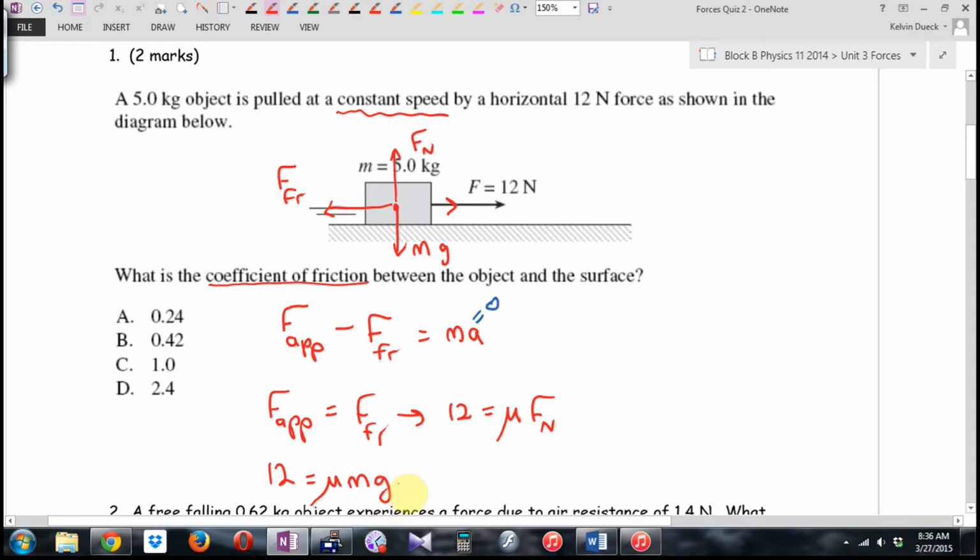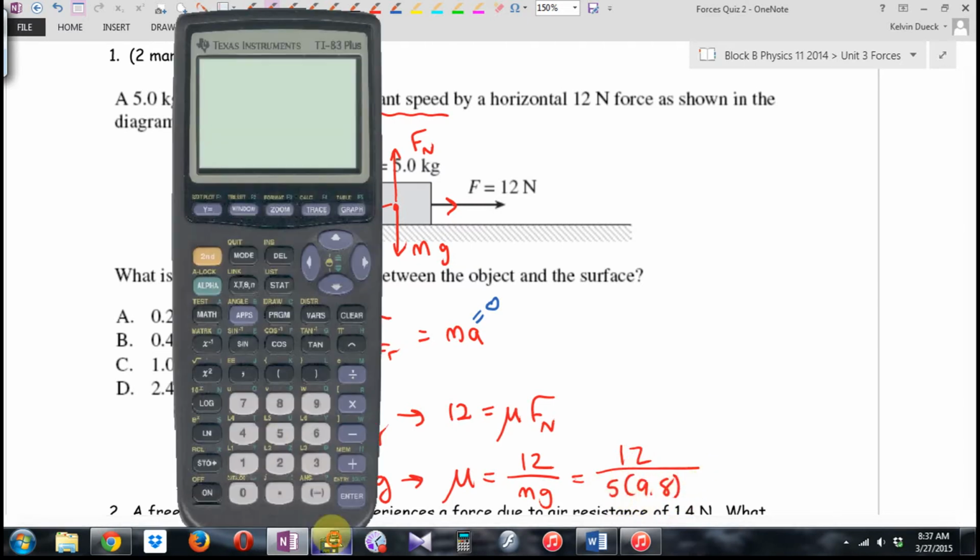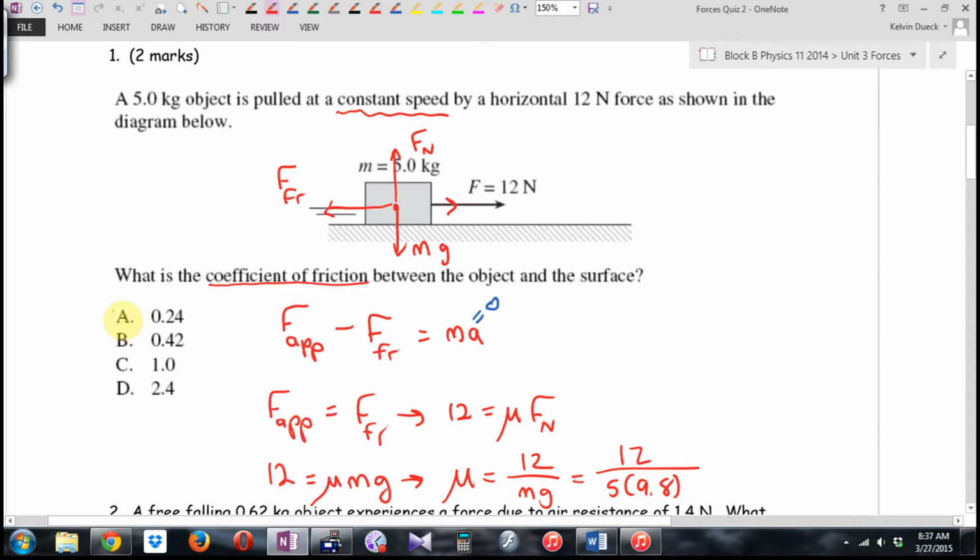What's this question asking me to find? What's mu? I don't know. What's mu with you? No, it's asking me to find the coefficient of friction, which is a symbol, mu. How would I get the mu by itself? Divide by mg. So if I hear you correctly, my friend, you're saying 12 divided by mg, 12 divided by 5 times 9.8. 12 divided by 5 times 9.8 is 0.244. You know what? The answer is A.